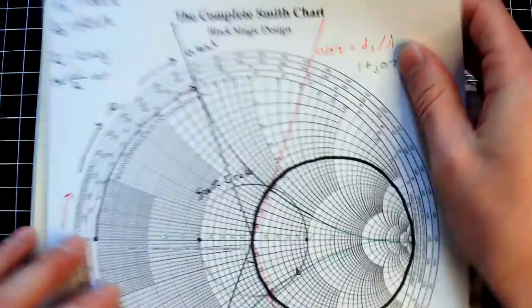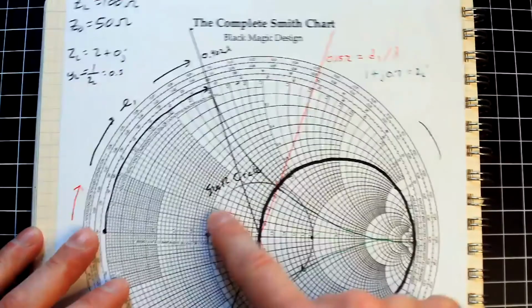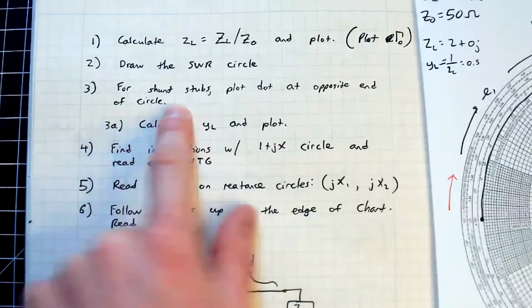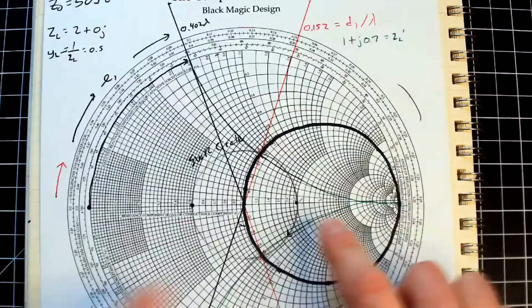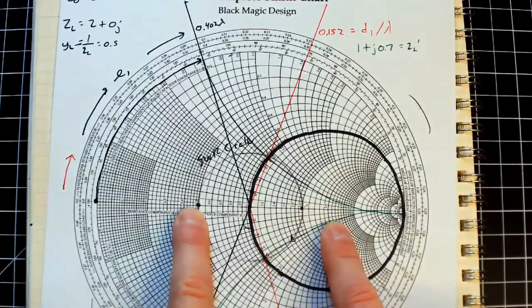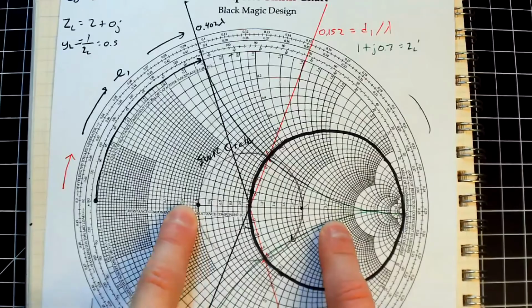So again, we started here, we drew this little circle around here. Step 2. Step 3, if you're doing a shunt stub, you have to do this. You're going to draw a dot at the opposite end of the circle. So instead of using this as my starting point, I jump to the opposite end of the equator, and then I use this as my starting point instead.